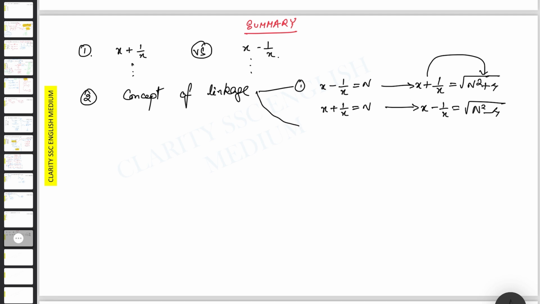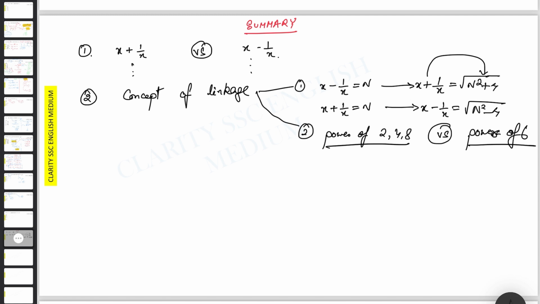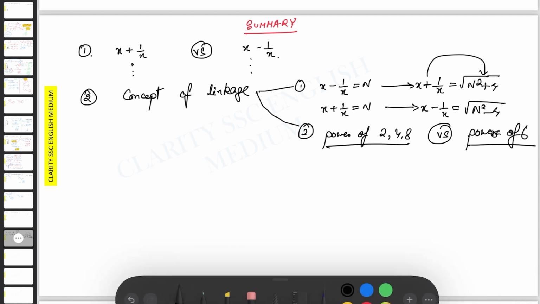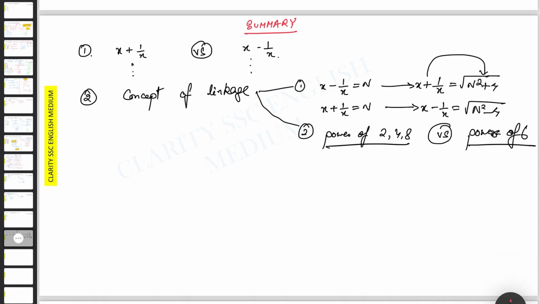And the second one is the power of 2, 4, 8 versus the power of 3 and the power of 6. These are the two concepts. And here I have written the formula also. That means x to the power 8 minus 1 by x to the power 8 is equal to x to the power 4 plus 1 by x to the power 4, x square plus 1 by x square, half half, until last you will get x minus 1 by x.